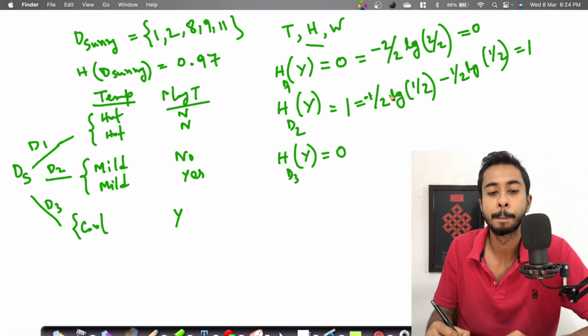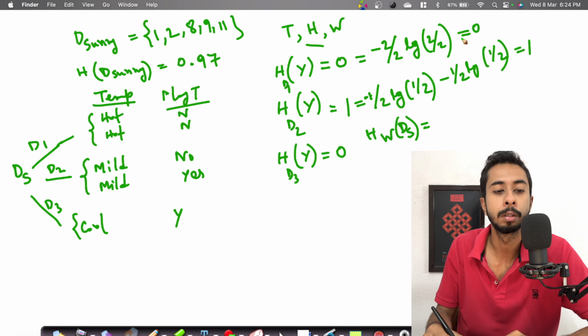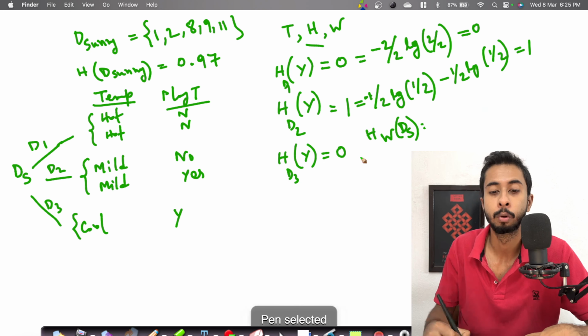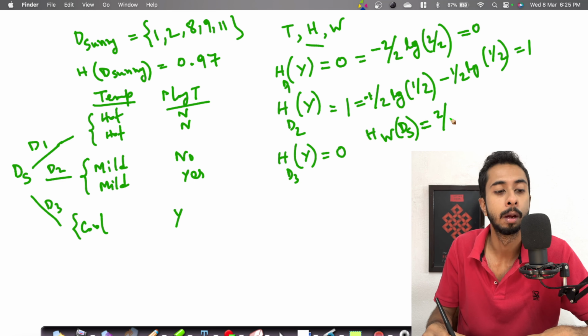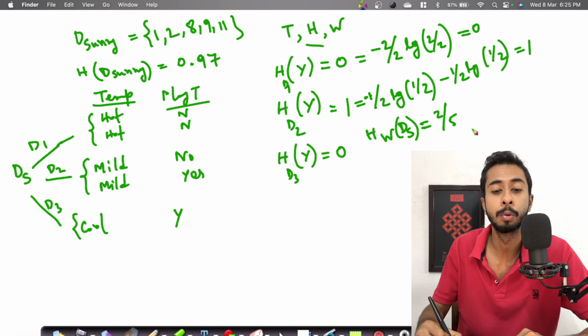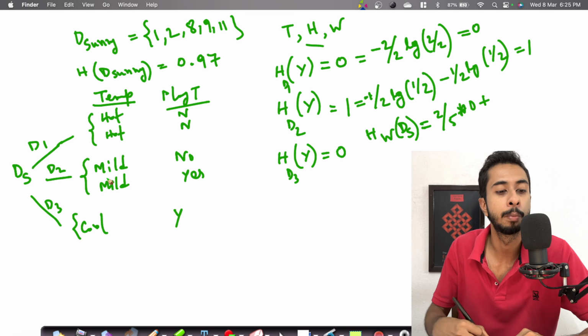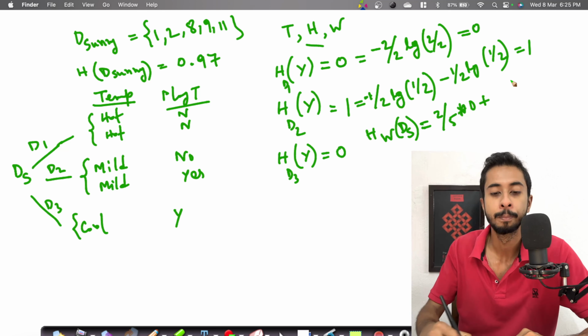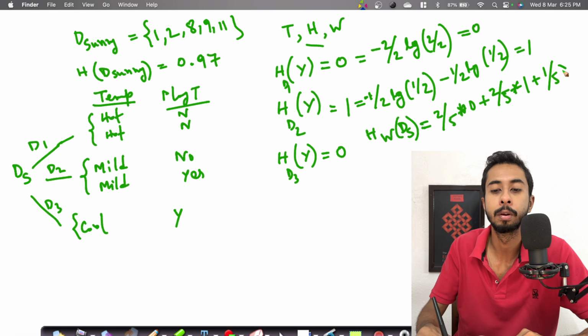Now what is the weighted sum or weighted entropy? I'll just write HW of D Sunny as 2 by 14 into 0, sorry, not 2 by 14, I'm very sorry. It is 2 by, what is the total data? It is 5, right? 5 data points are present in D Sunny, so we'll be using 5 here. 2 by 5 into 0 plus, D2 we have 1, right? And how many points are there? 2 points are present in D2. So 2 points out of 5 into 1, plus 1 point out of 5 into 0.